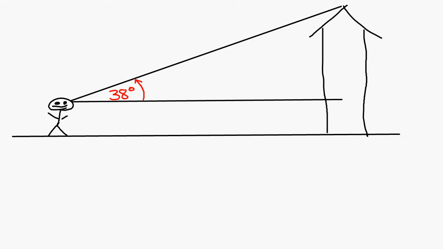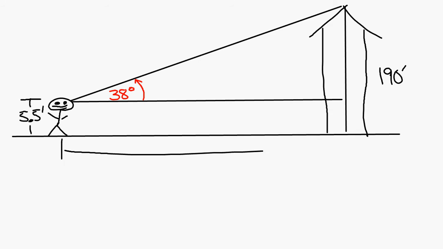You're told that the height of this castle is 190 feet. And you're told that she is 5.5 feet tall. You're asked to find out how far she is from the castle. So this height of the castle will form a 90-degree angle.